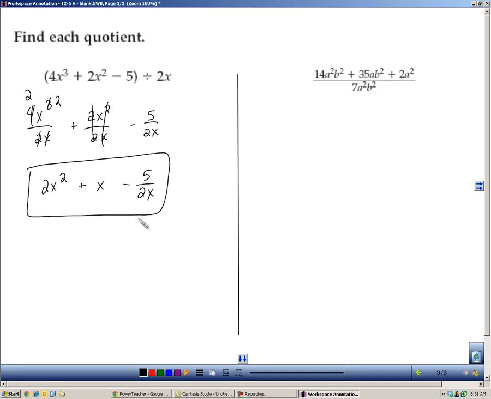Now you might also see these problems written this way, with a big division bar. It doesn't change how we're going to solve it. We're still going to write each term on the top and divide it by the denominator.